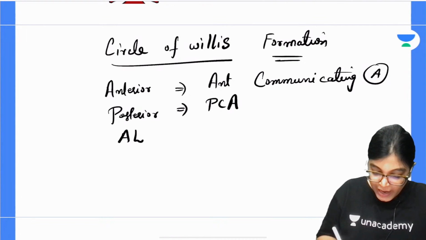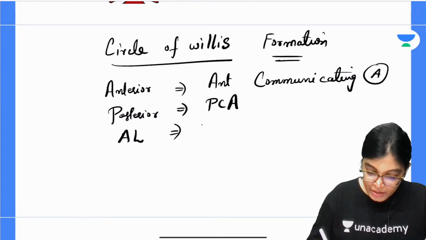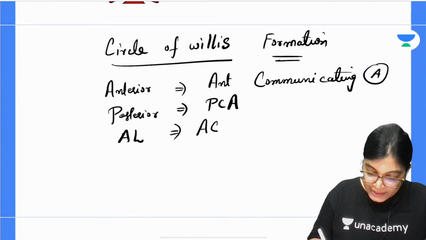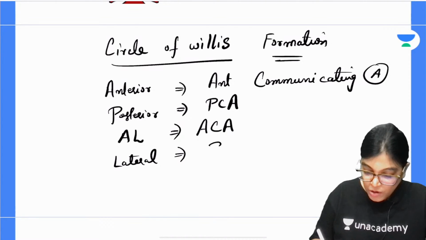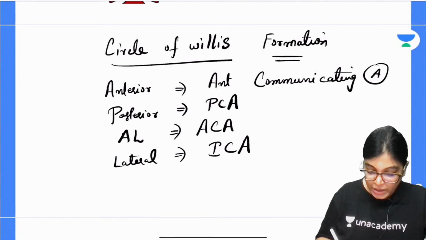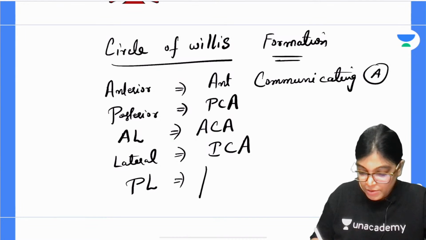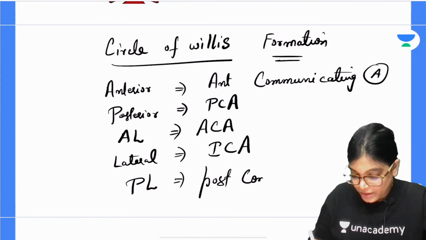What about the anterolateral boundary? Anterolaterally by the anterior cerebral artery. What about the lateral boundary? Laterally it is bounded by the internal carotid artery. What about the posterolateral boundary? Posterior communicating artery.